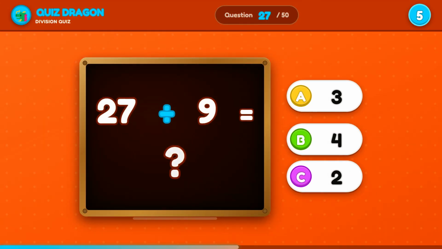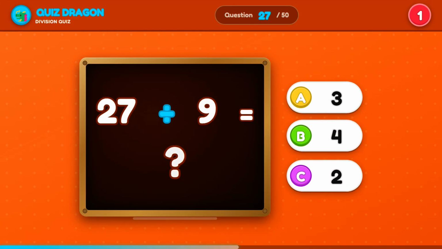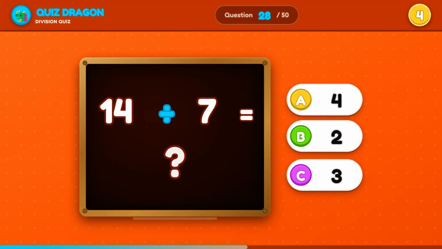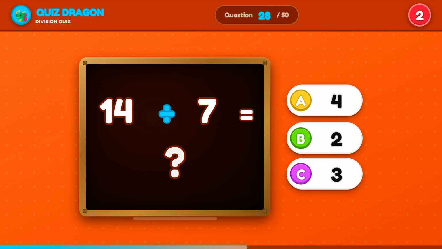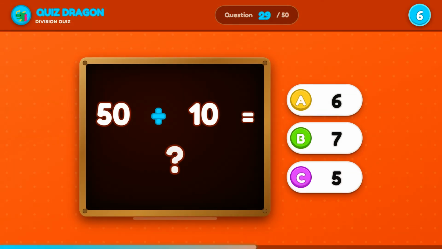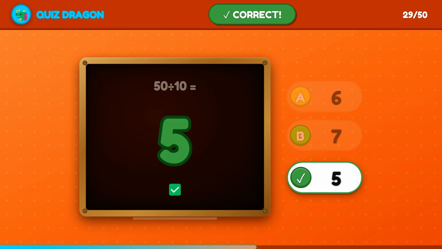Question 27. What is 27 divided by 9? The correct answer is A, 3. Question 28. What is 14 divided by 7? The correct answer is B, 2. Question 29. What is 50 divided by 10? The correct answer is C, 5.